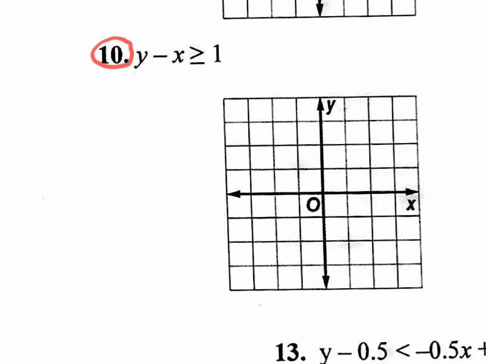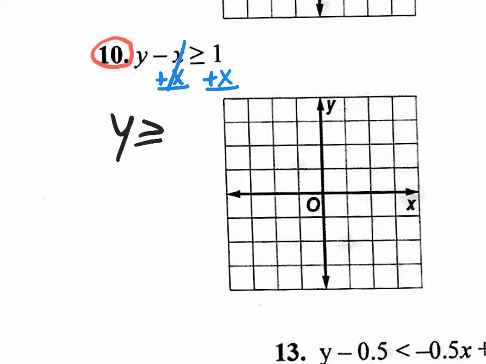Again, step 1 is to get y by itself. So what are you going to do to get y by itself right here on number 10? You want to get rid of that minus x. How do you get rid of a minus x? Plus x. Thank you. What you do to one side, you do to the other. Plus x. You have y is greater than. You don't flip the inequality symbol because you didn't multiply or divide by a negative.